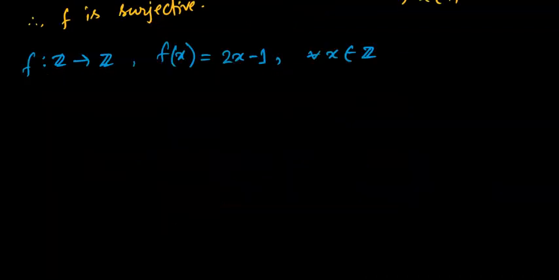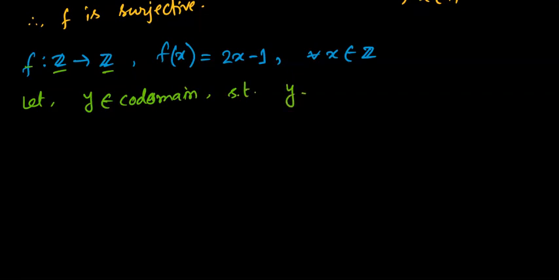Now see this, I have changed the domain and range of the function. The previous one was from real numbers to real numbers. This is from the set of integers to the set of integers. So we will proceed in the same way. Let y belongs to codomain, that is Z, such that y equal to f(x). So we assume that for any y belongs to codomain, there exists an x such that y equal to f(x).